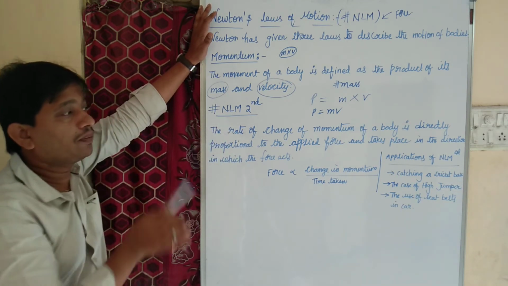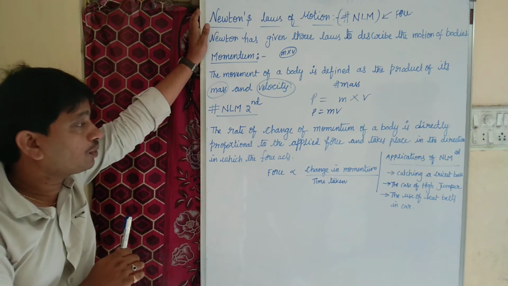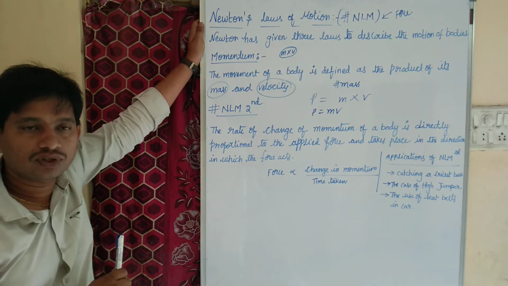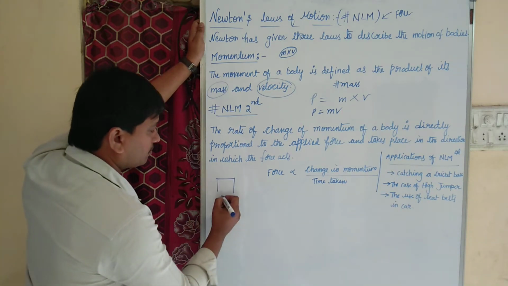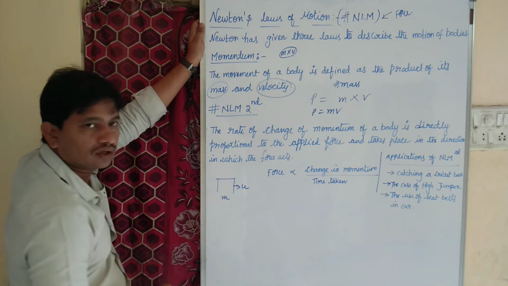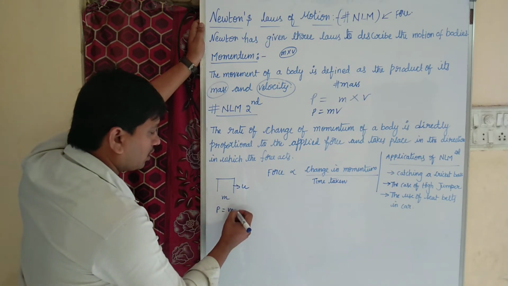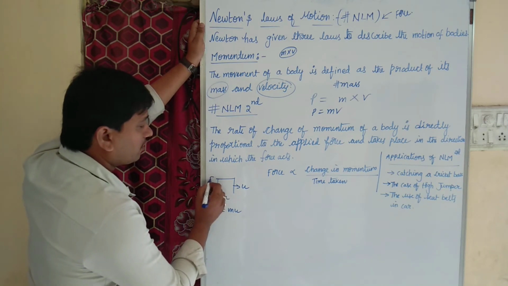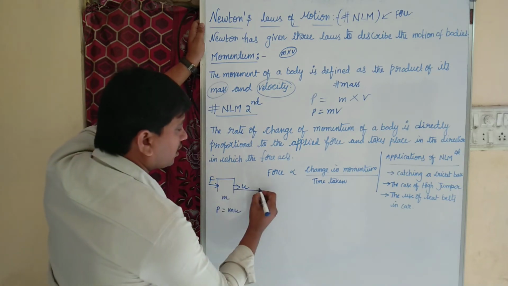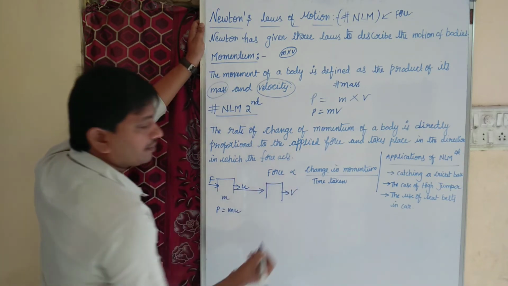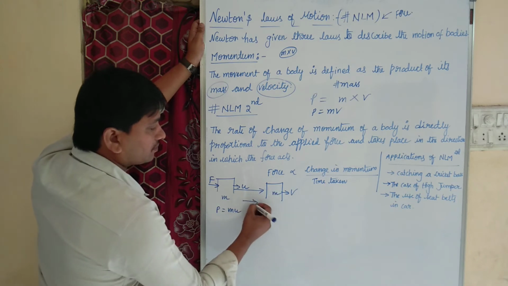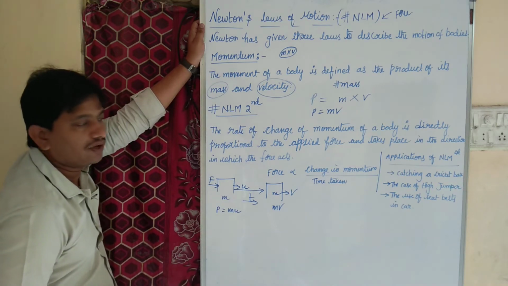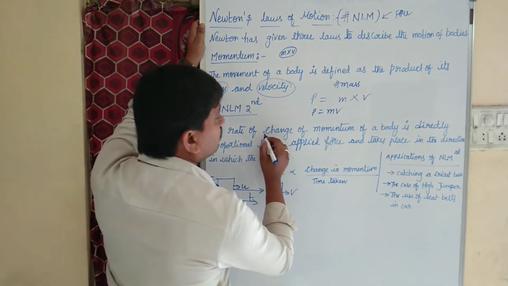The rate of change of momentum of a body is directly proportional to the applied force and takes place in the direction in which the force acts. Suppose we have a body of mass m whose initial velocity is u. Then what is the momentum of the body? mu. Now we apply a certain force F on the body, then it attains a certain velocity, we call it v, in time t. So what is the momentum of the second body? That is mv.